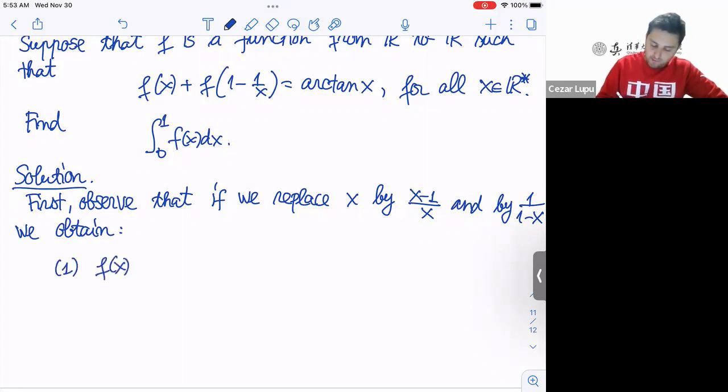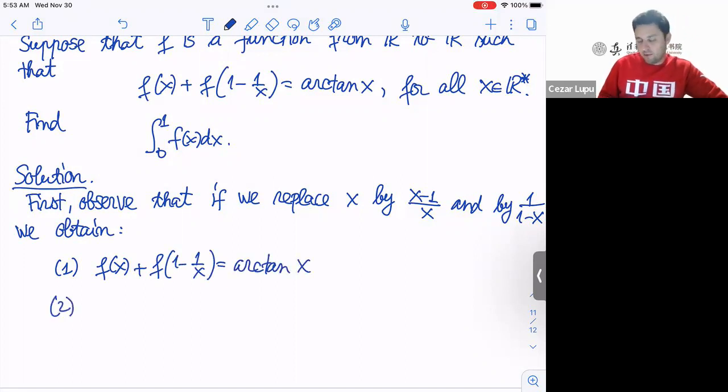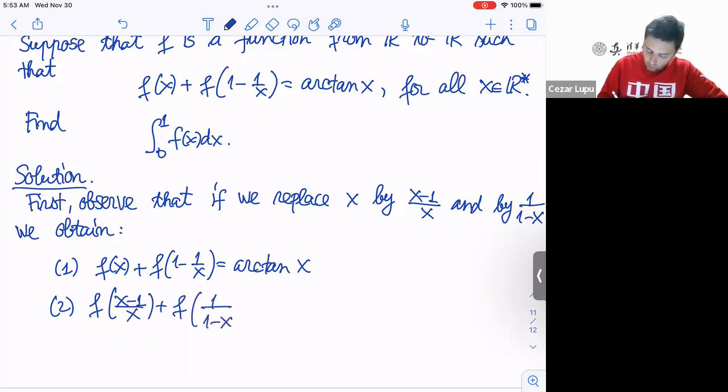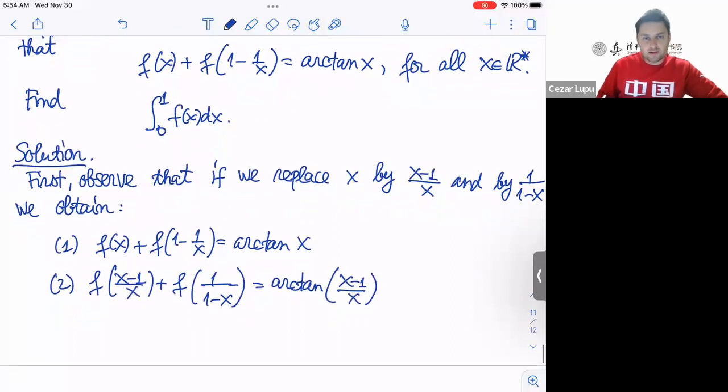So the first one is f of x plus, let me just copy it, write it down here. Then the second one, I replace x by x minus 1, everything over x. So this would be f of x minus 1 over x plus f of 1 over 1 minus x, which is nothing else than the arctangent of x minus 1 over x. Okay, so that's the second relation.